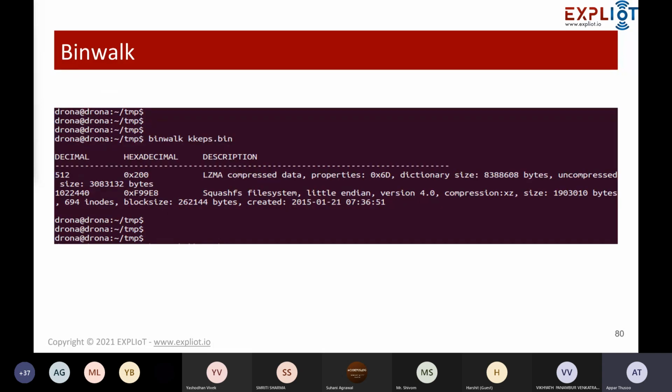It would look something like this. You will type in binwalk, and here we have given the binary ktips.bin, and in turn it would give you a description of the different addresses, what file system is being used, what compression is being used, and stuff like that. Also, you can use different handles that come along with binwalk. For example, binwalk -E would give you a graph of the entropy of the firmware.